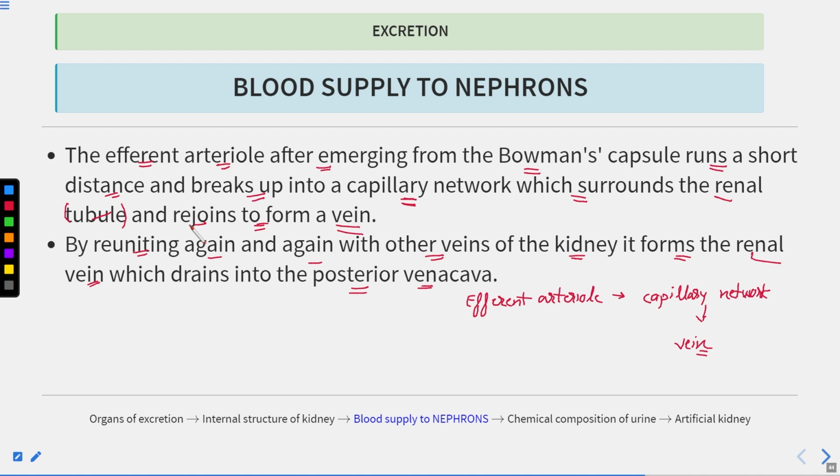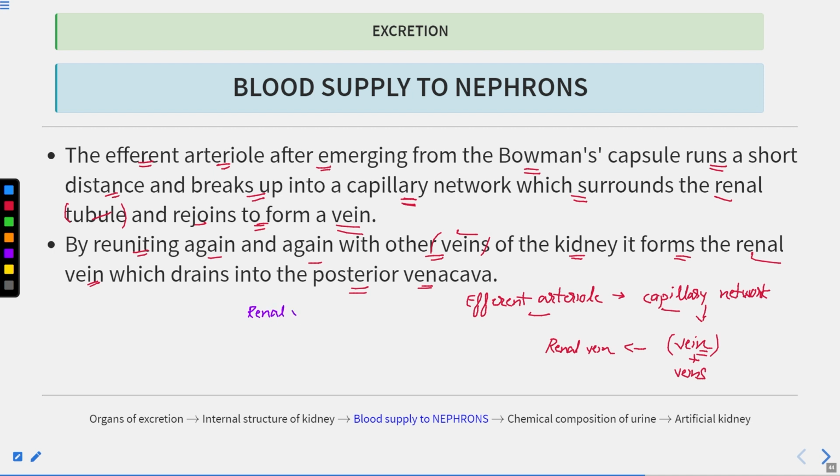So this efferent arteriole then reunites again and again with the other veins. First we saw that the efferent arteriole breaks up into the capillary network, and then it rejoins to form the vein, and then these veins combine with the other veins. It combines with other veins to form what? To form the renal vein. I've already told you about the renal vein. What is special about the renal vein? So this renal vein exits the kidney.